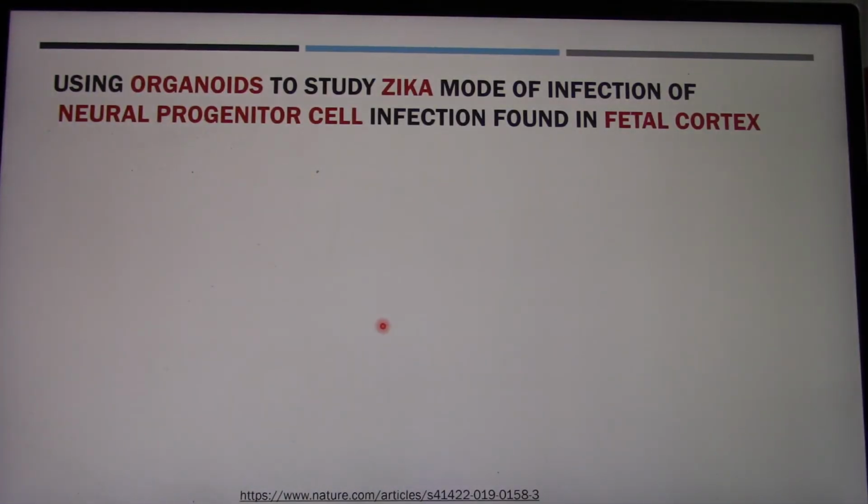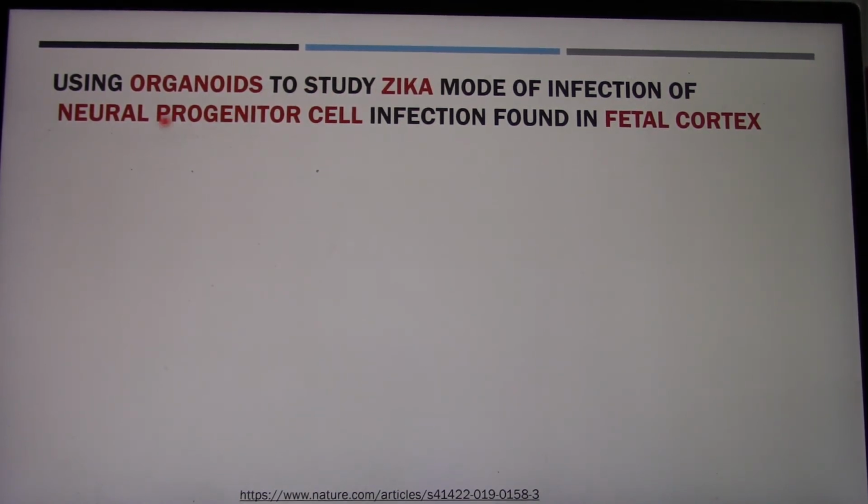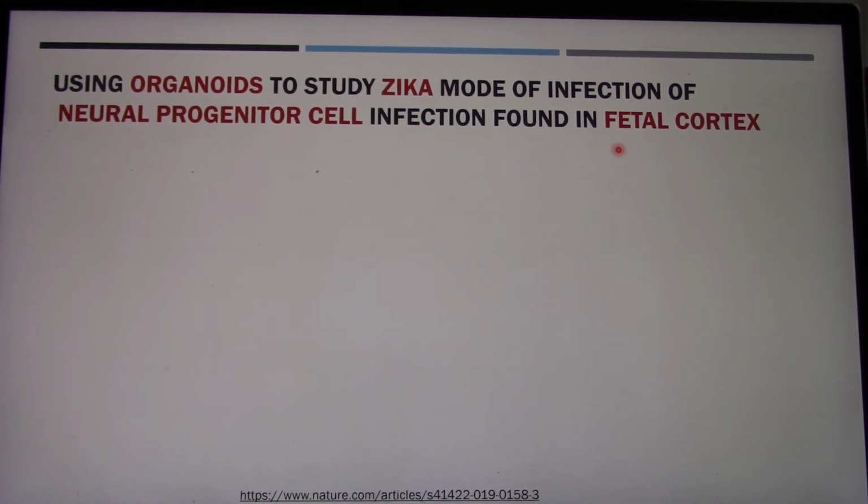So I found this from a Nature article that I thought was really cool, since we've talked about organoids in class. Organoids were used to study Zika because we don't want to just take babies and infect them and see what happens. So we're creating organoids of the brains to study Zika's mode of infection, and it seems to affect a particular type of cell called the neural progenitor cell. So you guys remember that progenitor cells are somewhere in between being a stem cell and being a differentiated cell. So they looked at the infection found in the fetal cortex.